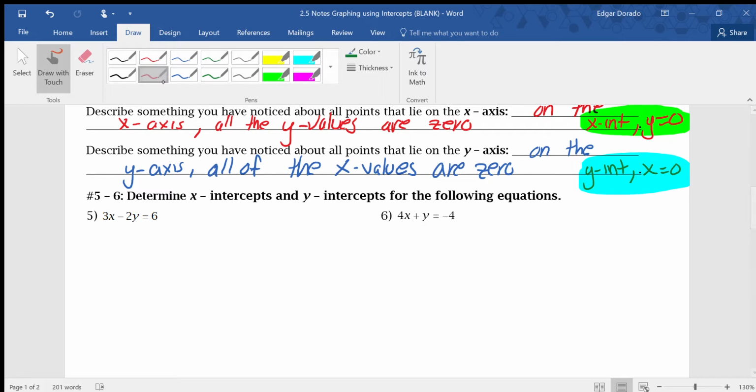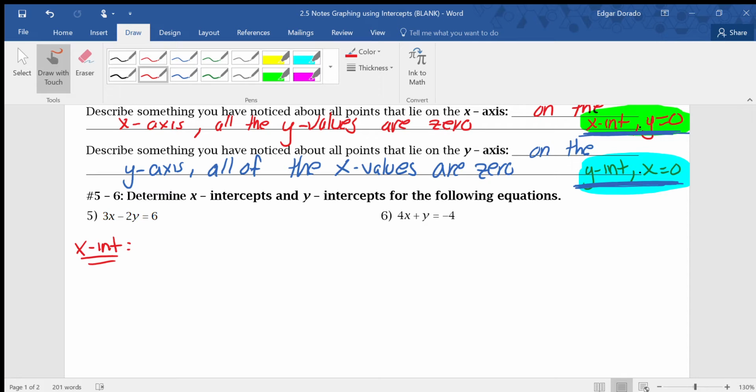They're letting us know to determine the x-intercept and the y-intercept of the following equations. Well, we don't have a graph anymore. We have the equation, but now we have a few things that we just discovered: all x-intercepts have a y equals 0, and all y-intercepts have an x equals 0. Okay? So what I want to do is calculate the intercept first. Let's do the x-intercept.